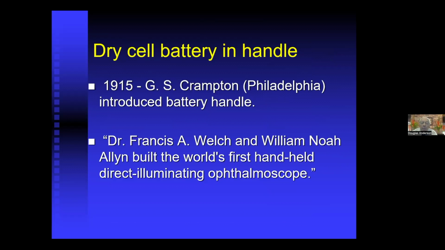The idea of putting a dry cell in the handle of the ophthalmoscope was brought up by Crompton, and it was commercialized immediately thereafter by Welch and Allyn, which became a well-known company for making instruments, including the first handheld direct illuminating ophthalmoscope.